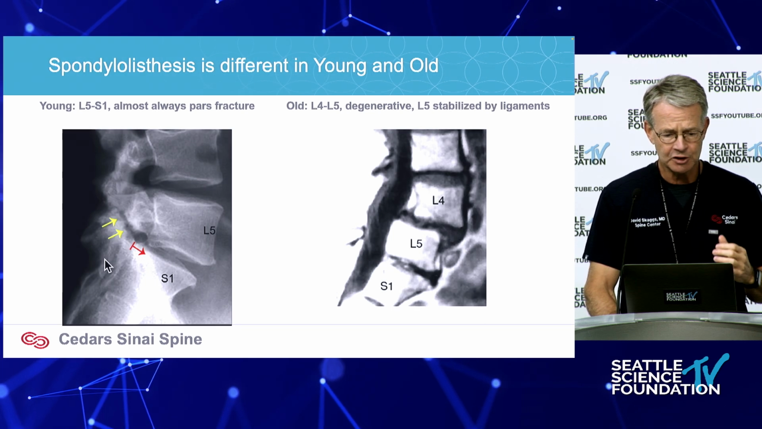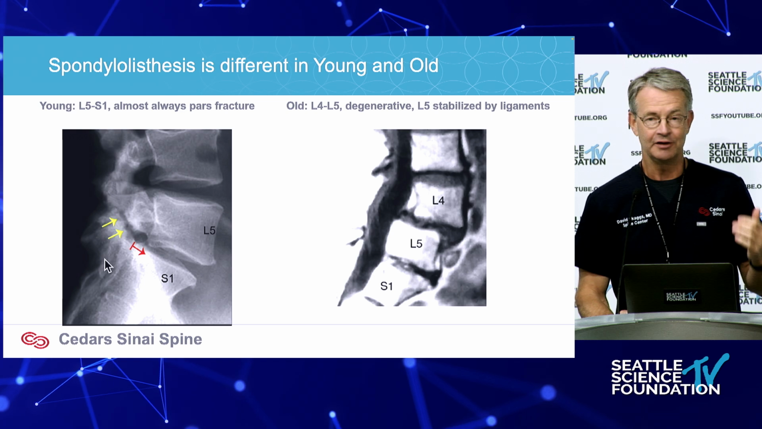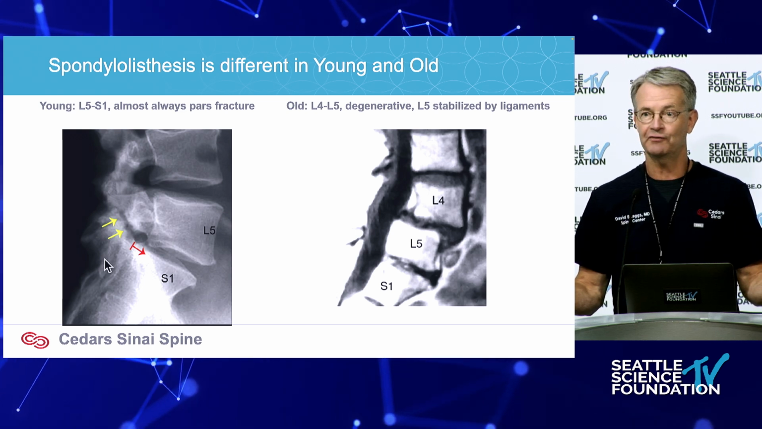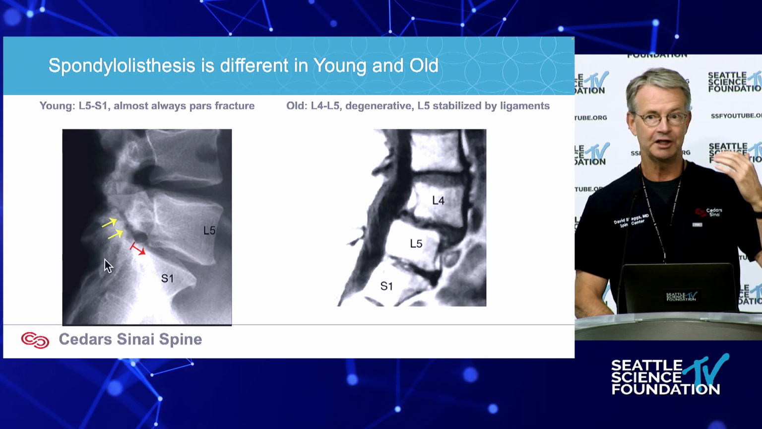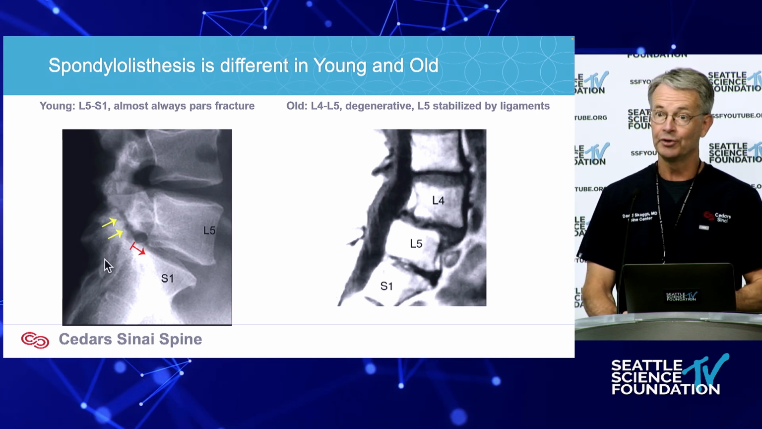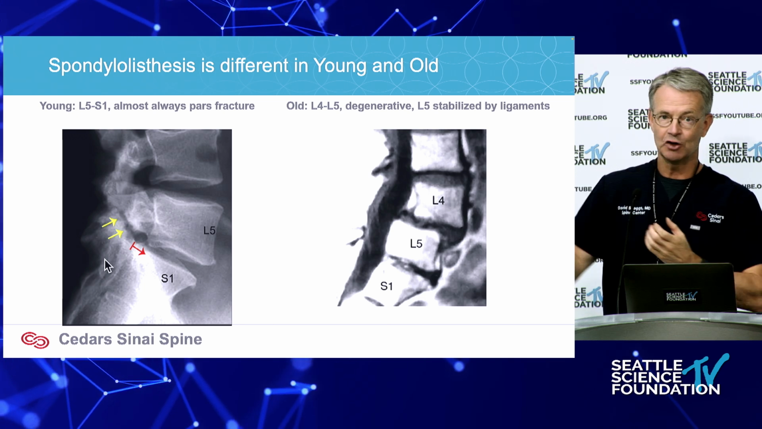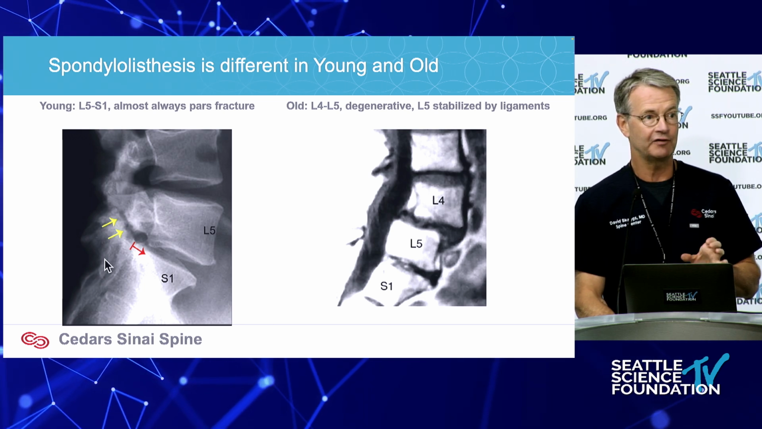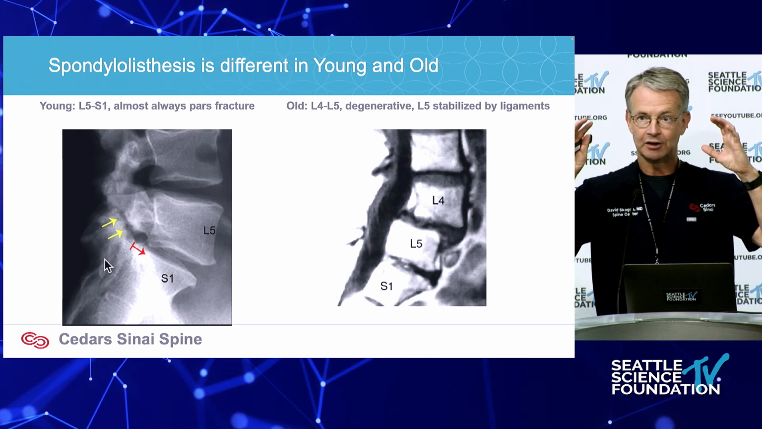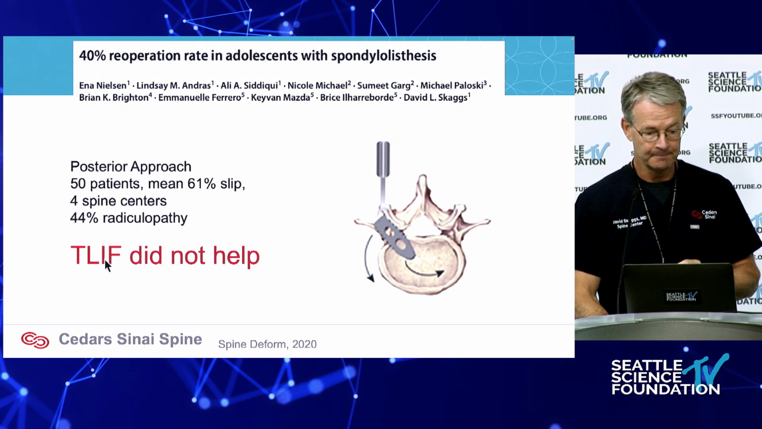So spondylolisthesis is way different in the young and the old. In the young, it's virtually always a fracture. The great majority of the time, it's at L5, and you treat it as a fracture. In the old, it tends to be at L4-L5. It's degenerative, it slips over time. There's not always a fracture, and the ligaments are stabilizing L5. So when we think of spondylolisthesis, it's a completely different animal in the young and the old.